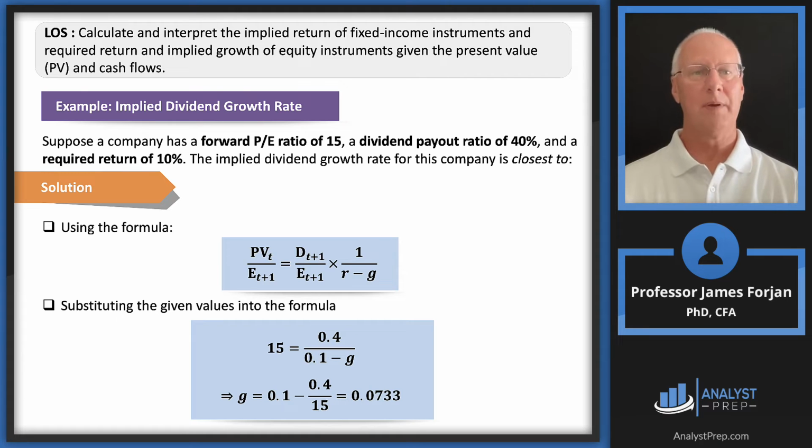All right, here we go. A company has a forward PE ratio of 15, a dividend payout ratio of 40%, and a required return of 10%. Let's go ahead and solve for the dividend growth. So we just use this formula right there, rearrange it to solve for g, and if you do the math quickly, you get 7.33%.